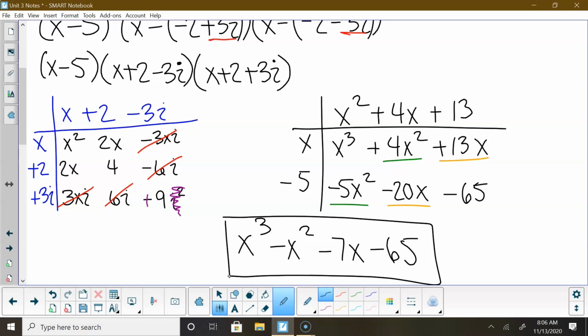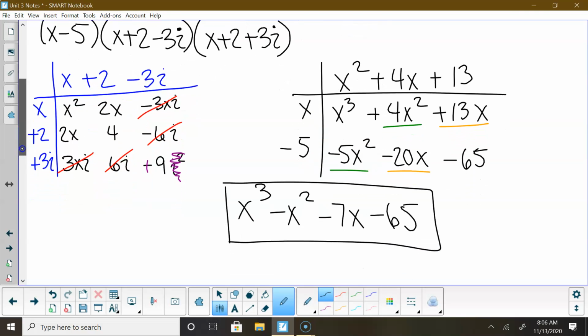Not as bad as we were expecting it to be. Yeah. So there's a reason I don't give you i's and roots at the same time, because if I did, there'd be a lot more tears.